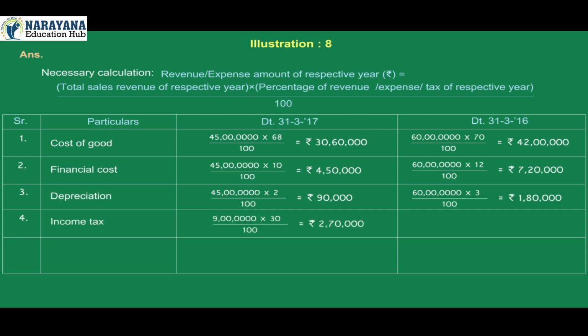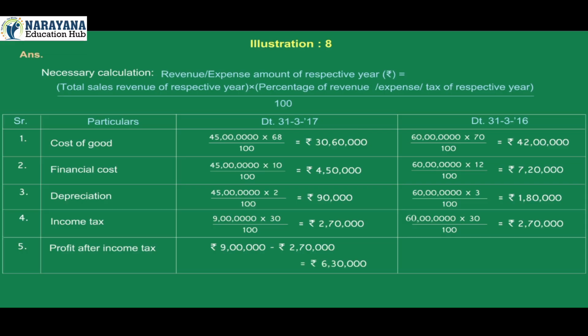4. Income tax, 9 lakh into 30 divided by 100 is equal to rupees 2 lakh 70,000. 9 lakh into 30 divided by 100 is equal to rupees 2 lakh 70,000. 5. Profit after income tax, rupees 9 lakh minus rupees 2 lakh 70,000 is equal to rupees 6 lakh 30,000. The same for the other year: rupees 9 lakh minus rupees 2 lakh 70,000 is equal to rupees 6 lakh 30,000.